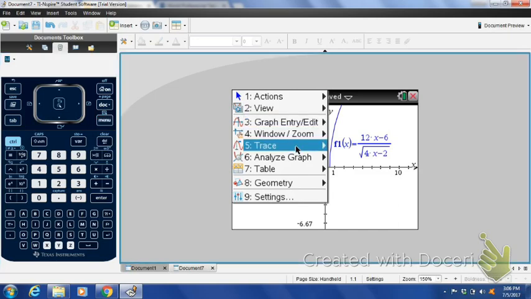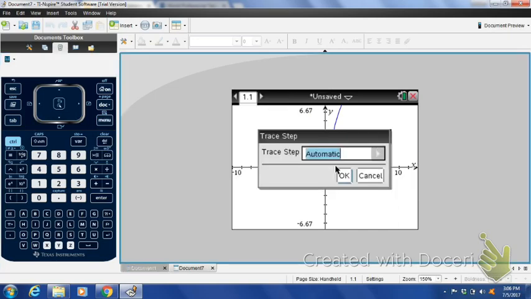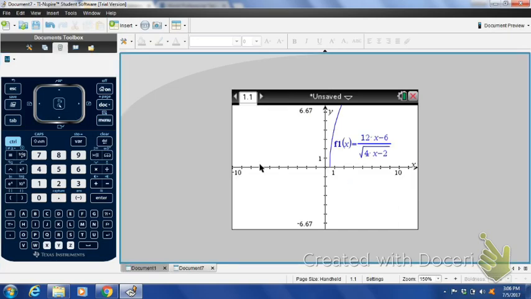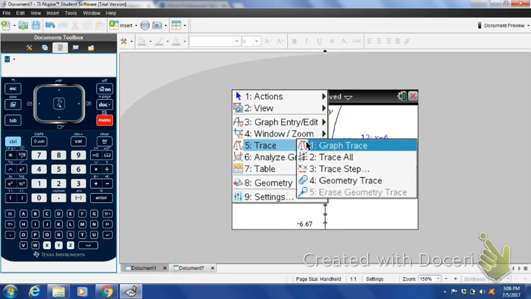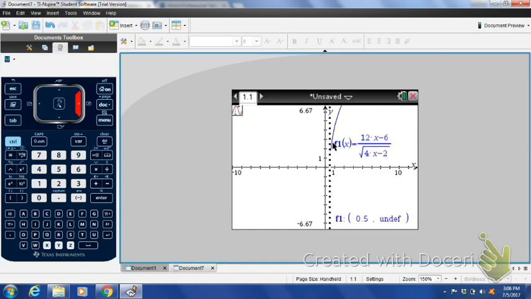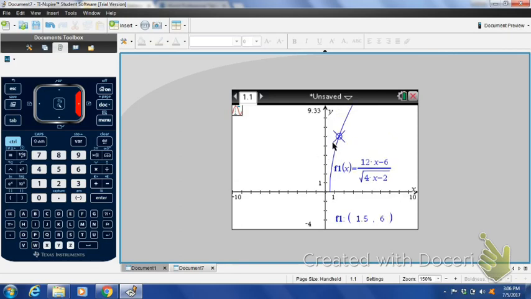to 1/2. So we do trace and then trace step to trace it every 0.5, and then do menu and then trace. Undefined, undefined, but then plug in 1, you get an answer, plug in 1.5, you get an answer, plug in 2, you get a number. Alright, so domain: x is greater than 0.5.